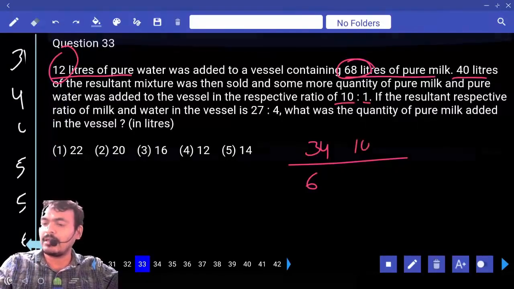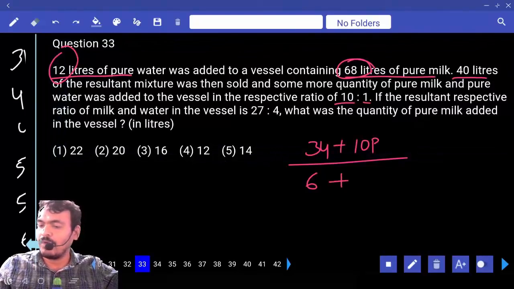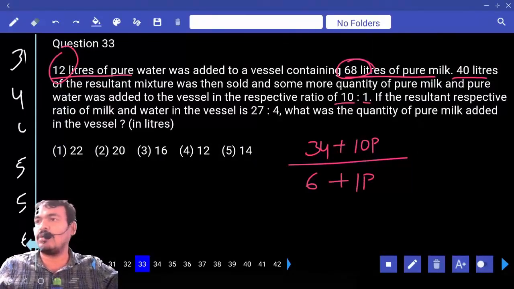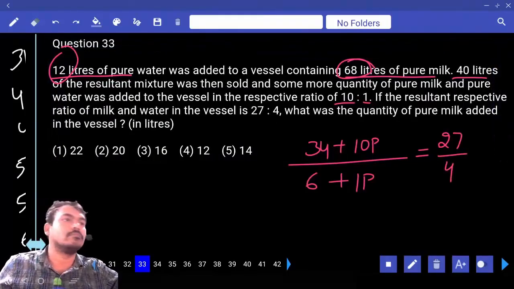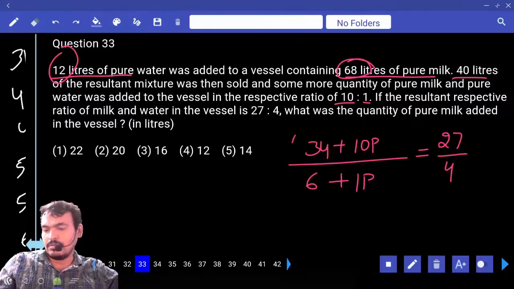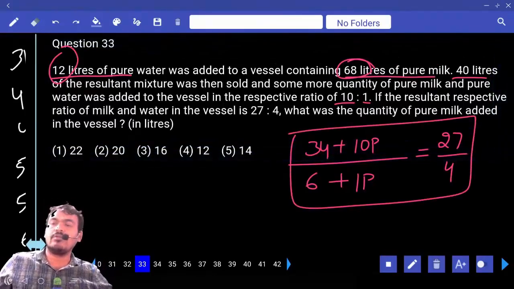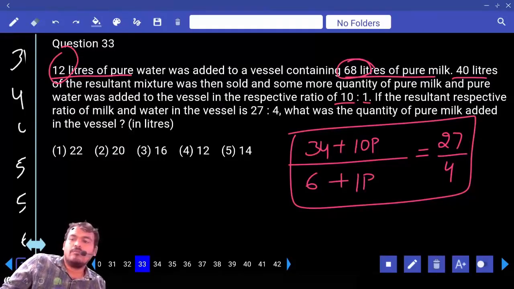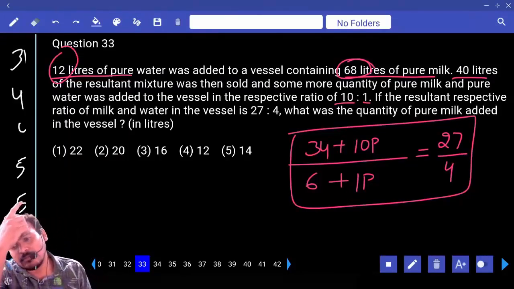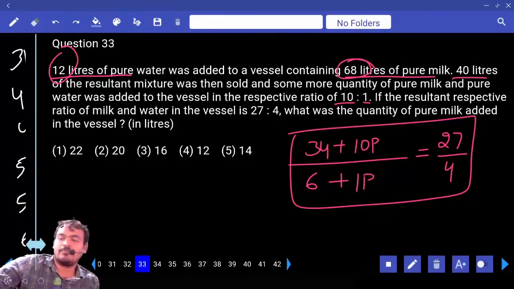Okay. Next, again we are adding the milk and water in which ratio? 10:1. Milk are adding 10 parts, water are adding 1 part. Solving this one, we get the ratio or not? That ratio are equal to which one? 27:4 or not? Okay. 4 into 34, 136. 27 into 6, 162 or not? 162. 136, 162. Difference.